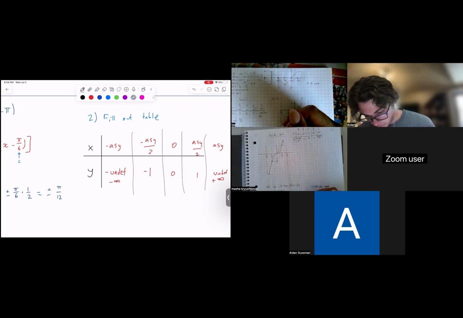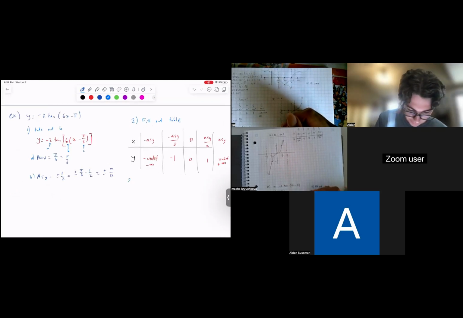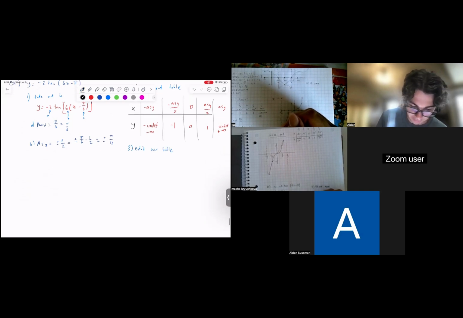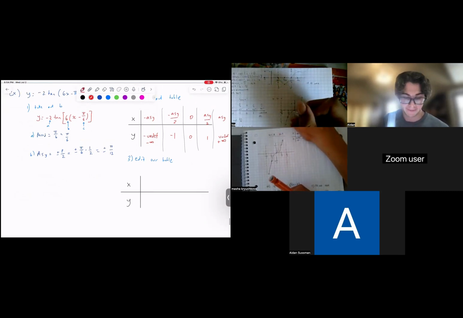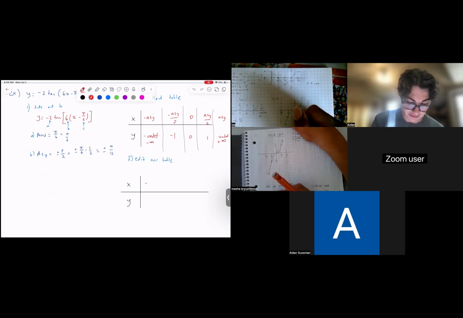The next thing we have to do, step 3, is edit our table. We have to fill in the actual information based on what we found right here. Can someone tell me what I am going to put for negative asymptote? What is the negative of our asymptote? Negative what? Negative infinity. What's the point though? What's the x point? Whatever you found for asymptote right here, that's the first x point. What did we find for the asymptote?